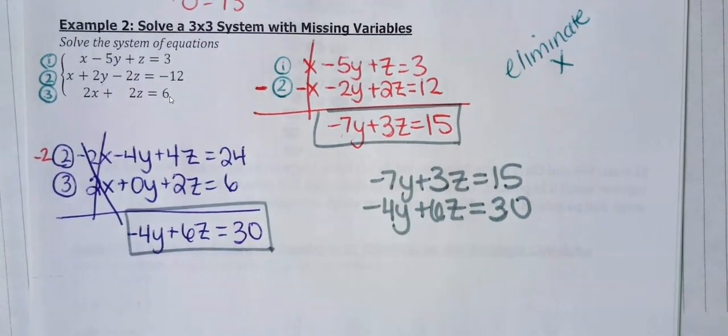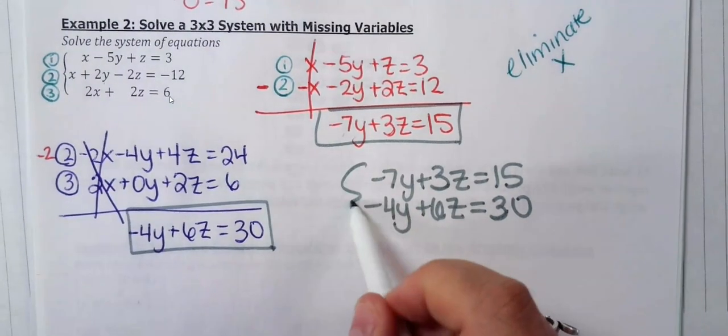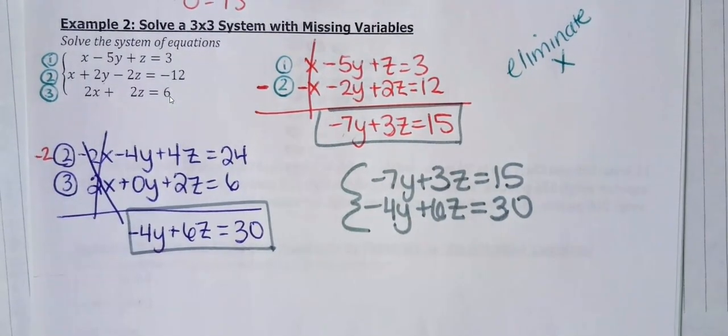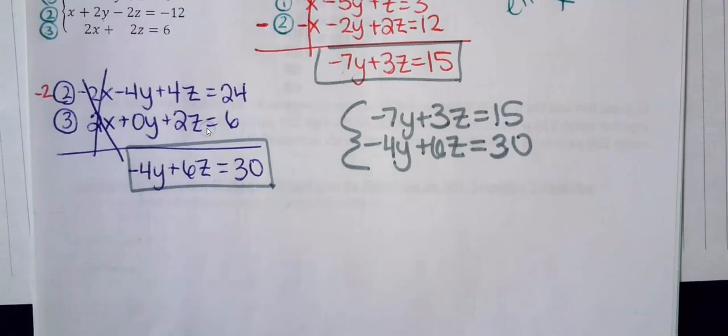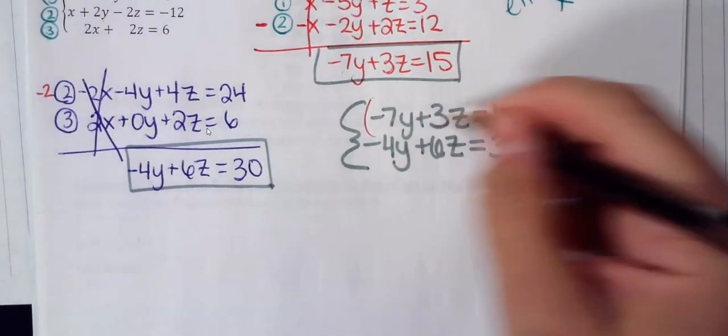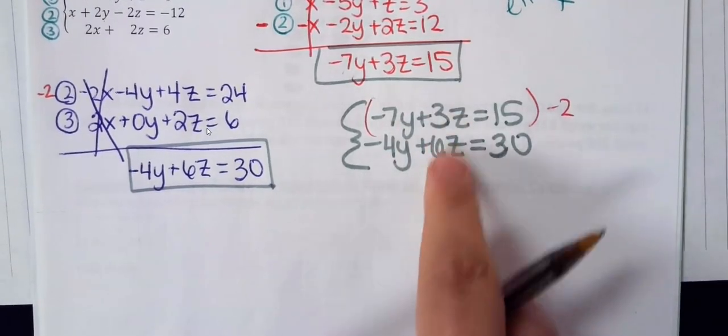Okay. Ultimately, I'm trying to figure out all these variables. So, if this is my new system here, what would you maybe do to figure out either y or z? One of them might be a little easier here. Top one by negative 2. Okay, if you multiply this guy by negative 2, that's just going to make the z's opposites.